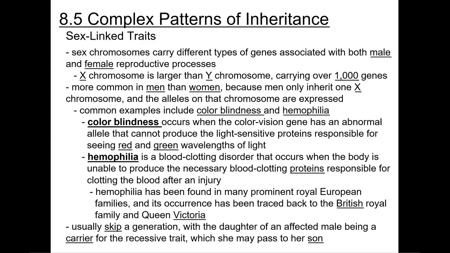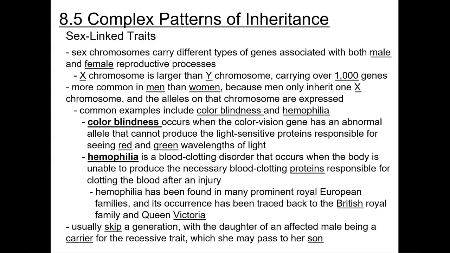Now for females, they have both an X from mom and an X from dad, so they're going to have two sets of these chromosomes. So if one set tends to have, let's say, the colorblind trait, if they got a good set on the other chromosome from the other parent, then it will not express itself. They will simply be a carrier of that trait.